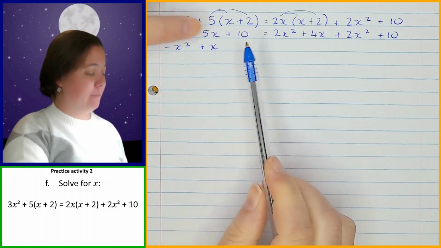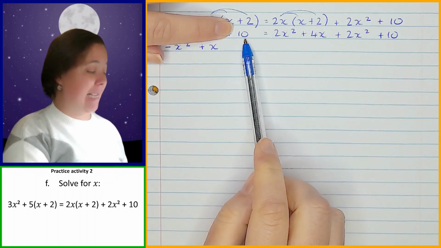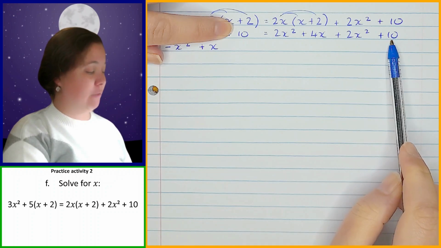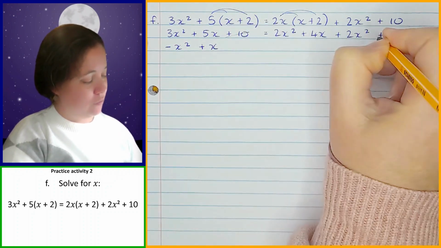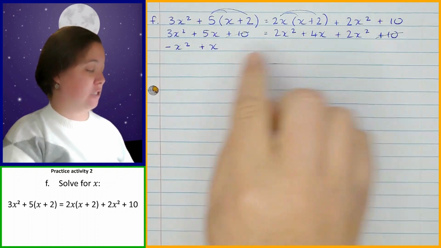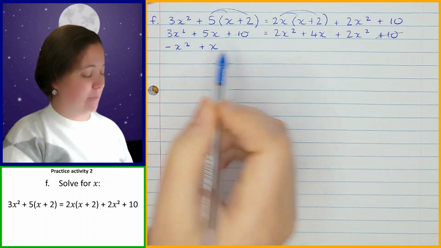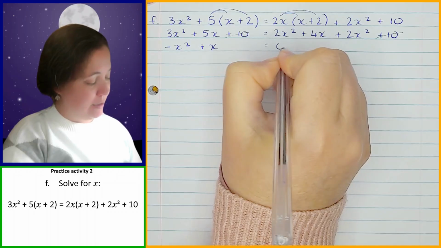Then I'm going to do my numbers, my constants. I've got 10, and here I've got 10. I'm going to minus it, it's going to cancel out. So there's not going to be a constant over here. So I've got negative x squared plus x equal to 0.